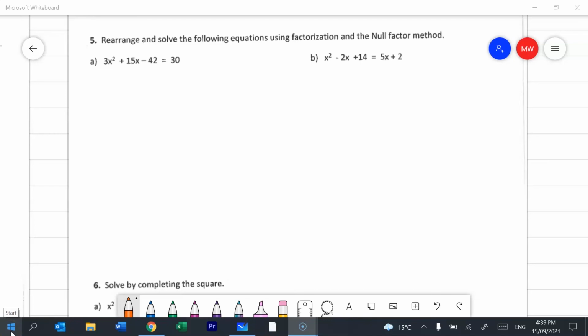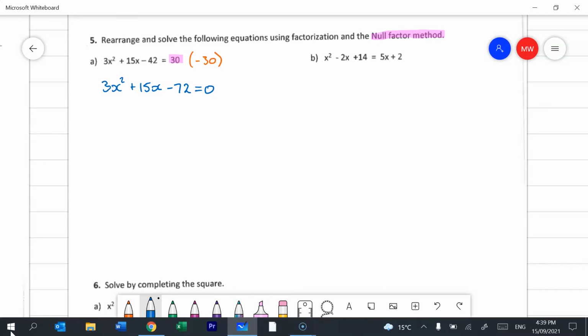Question 5 wants me using the null factor method again, but I can't yet because null factor won't work unless our equation equals 0, and this equation does not equal 0, it equals 30. So we need to start rearranging. Let's take 30 from both sides. And my new equation will read 3x squared, it's supposed to be an x there, let's just tidy that up, 3x squared plus 15x minus 72 equals nothing. And now we can factorise it.